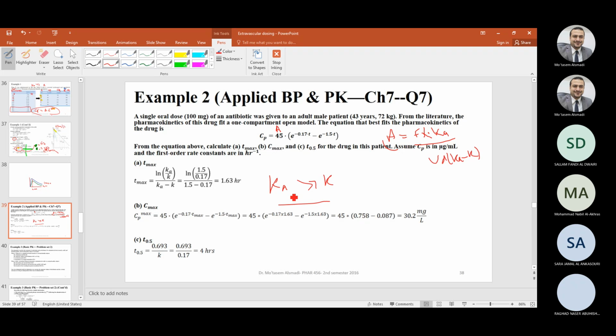What if I have a dose of 200? I'll ask you to get the Cmax. So I'll multiply this A by 2. I double the dose from 100 to 200, right? That will double the intercept A, but will not affect the K or the Ka or the Tmax, right? Got you? So as homework for you, do the same question here, but for a dose of 250. Okay, this is homework for you.